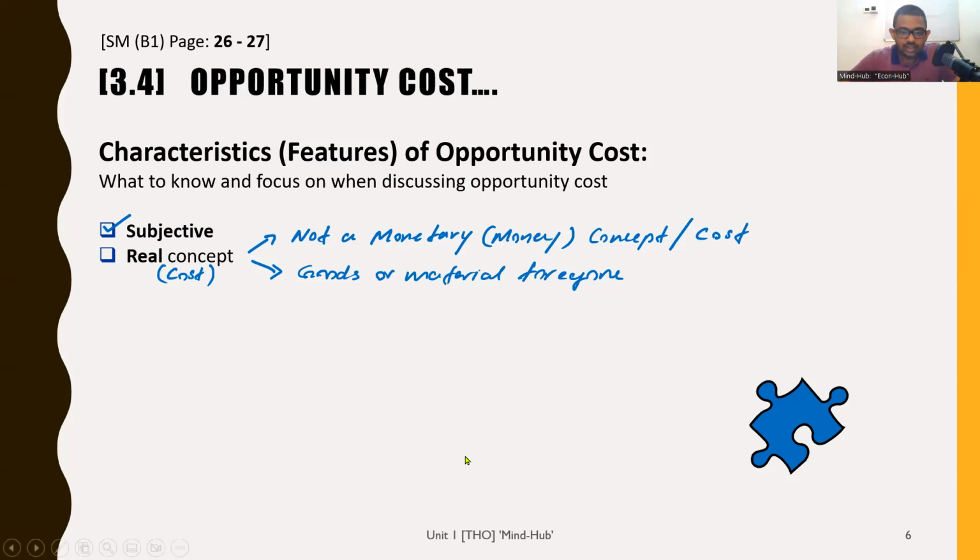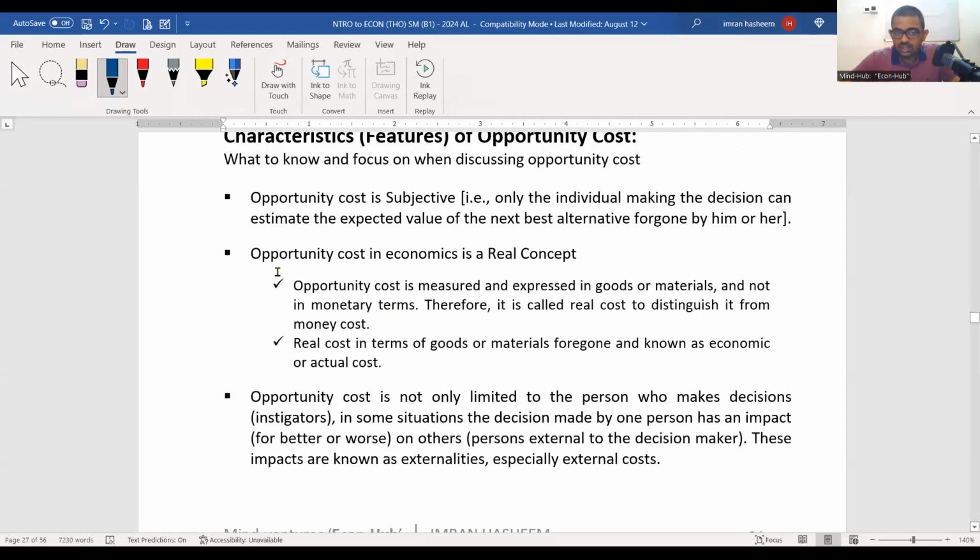Okay. Opportunity cost is not merely the money, right? So here I need to quickly jump to the study material a bit, and read this part with you guys. Opportunity cost in economics is a real concept. Okay, the word real. Let's see.